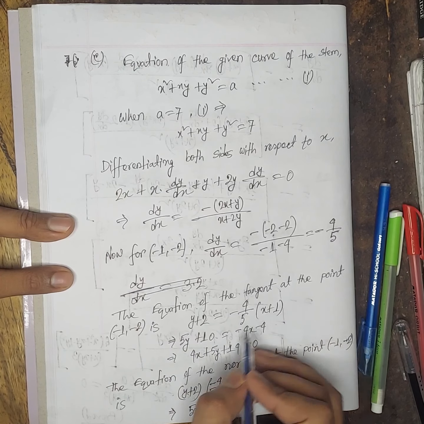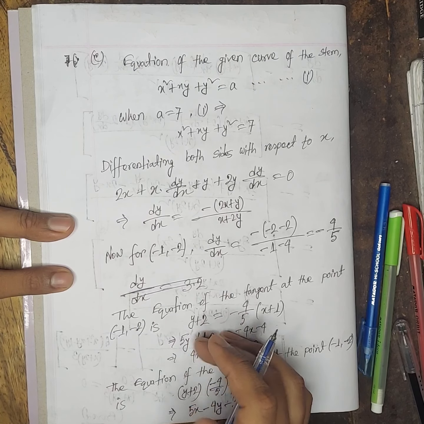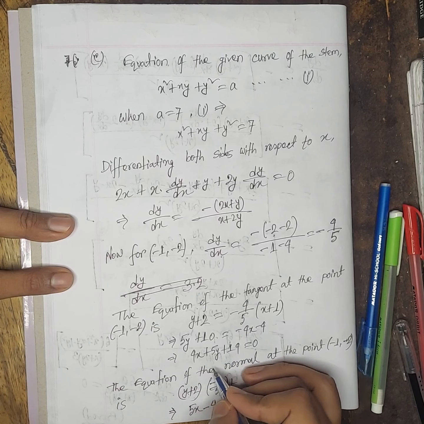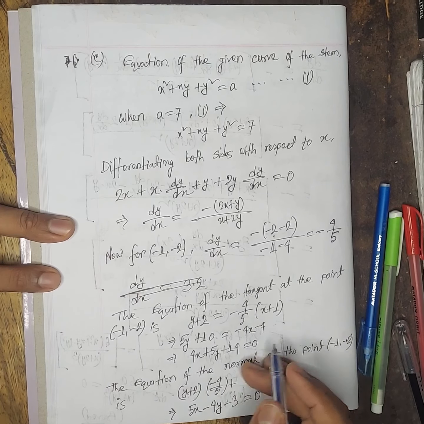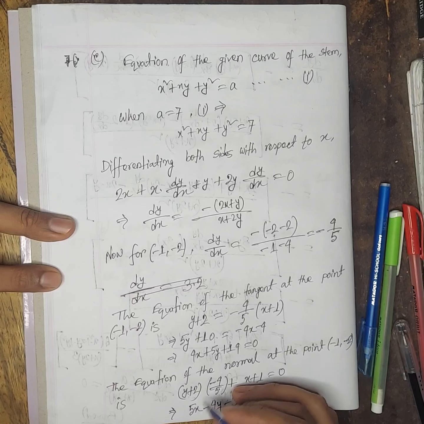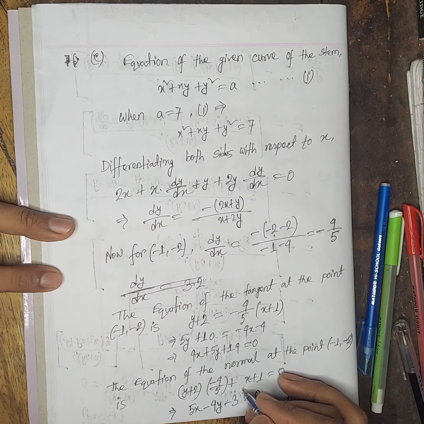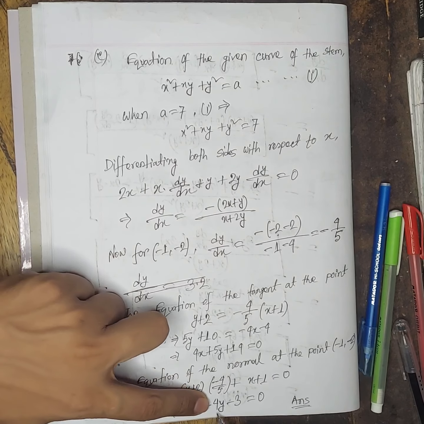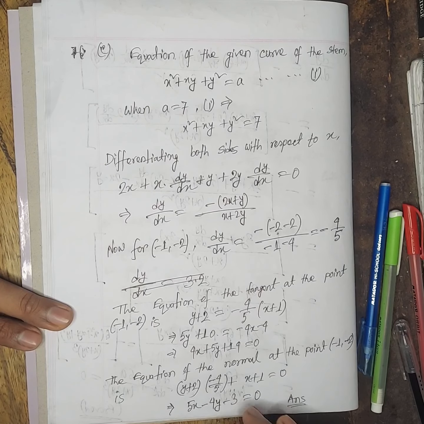So the equation of the tangent at this point will be y plus 2 is equal to minus 4 by 5 times (x plus 1). So the equation of the tangent is 4x plus 5y plus 14 is equal to 0. And the equation of the normal at this point is (y plus 2) times minus 4 by 5 plus (x plus 1) is equal to 0. So now 5x minus 4y minus 3 is equal to 0. This is our equation of the normal.